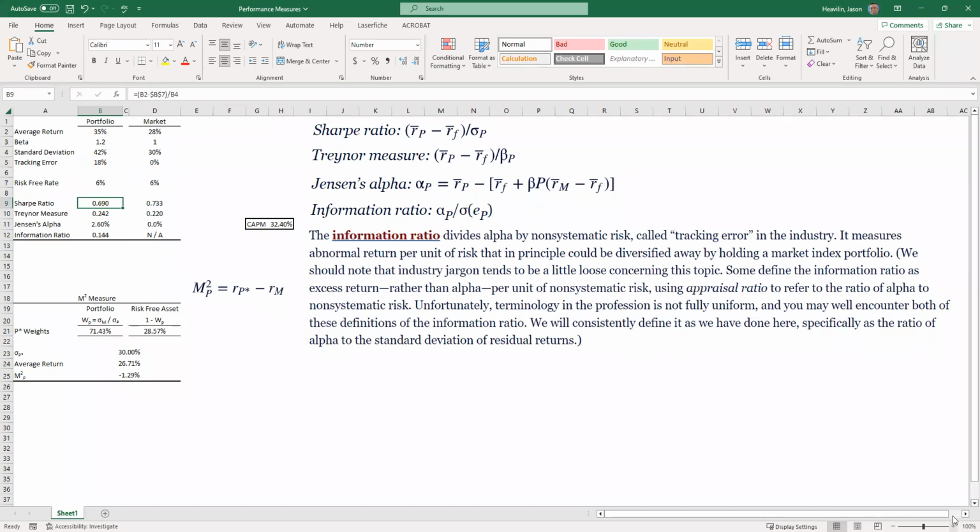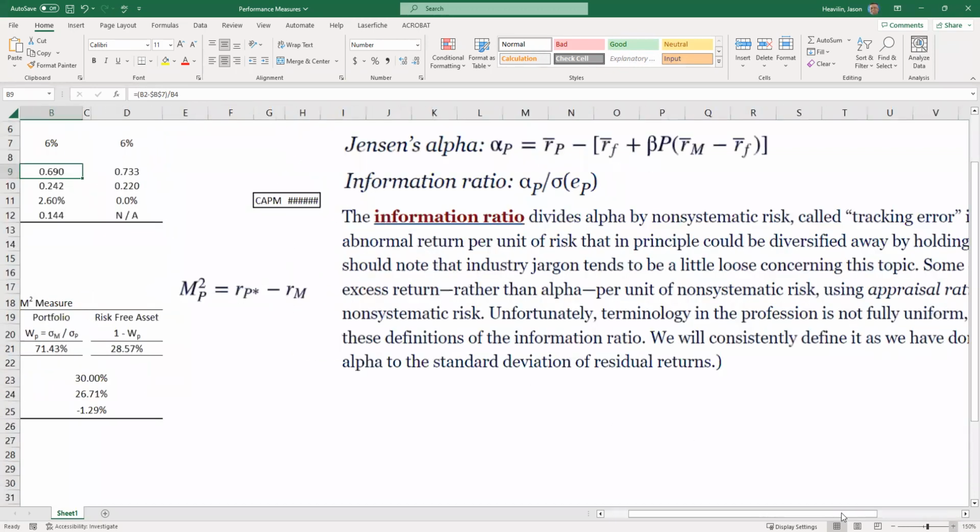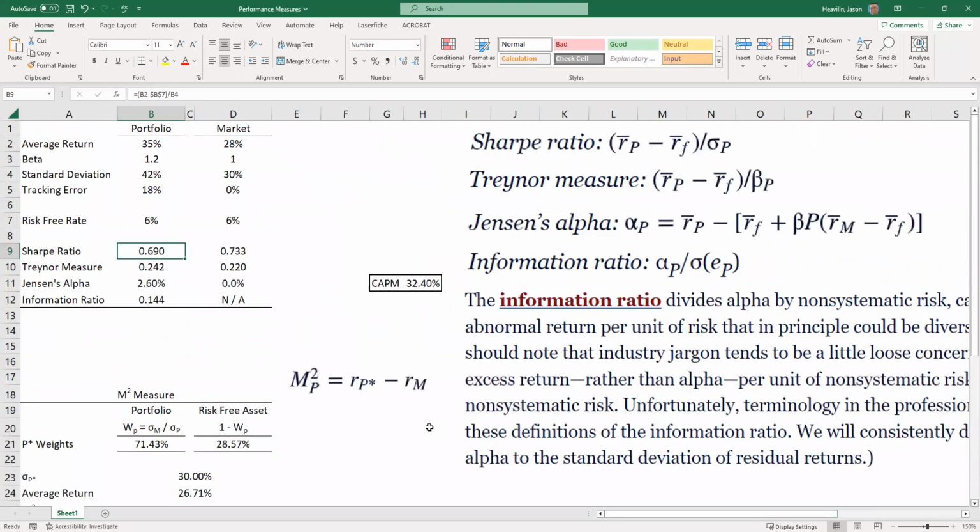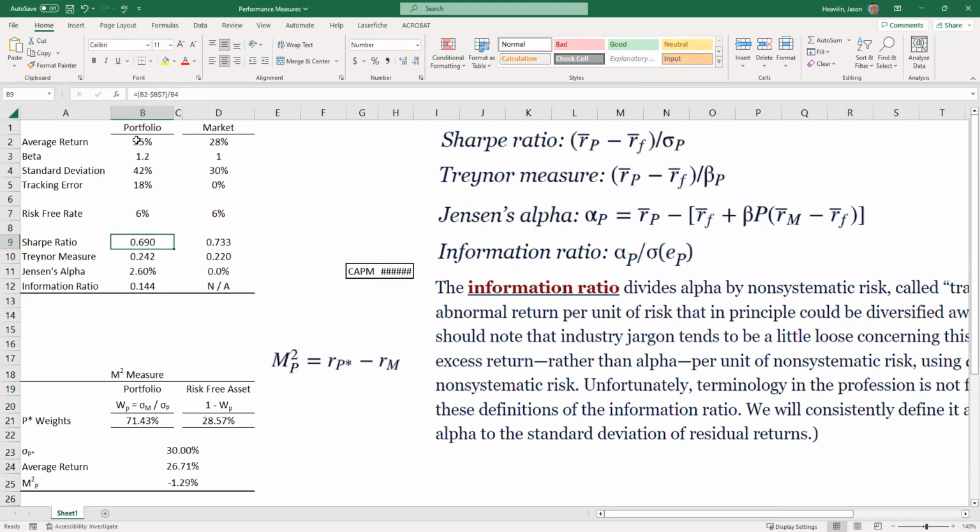So let's go ahead and zoom in a little bit. We have a situation where the portfolio has an average return of 35%. The market is returning 28% during this period. The beta of the market is always 1, as you should know by now. This portfolio has a beta of 1.2.